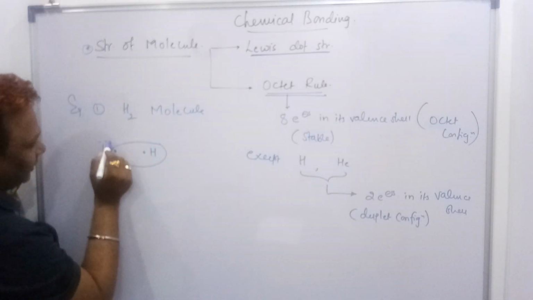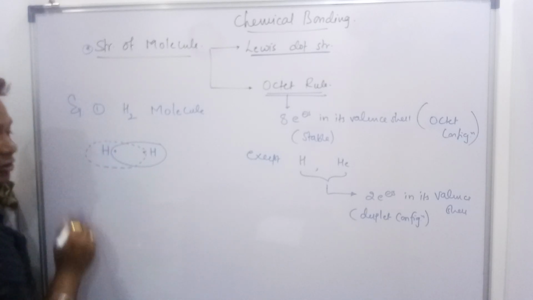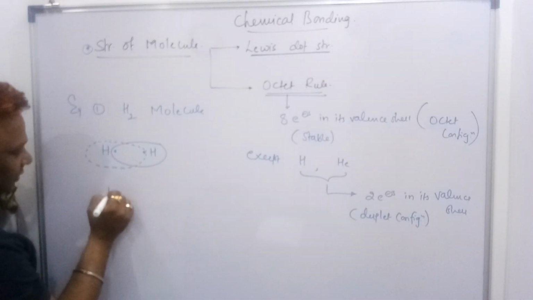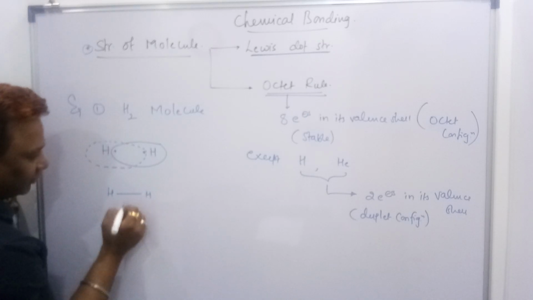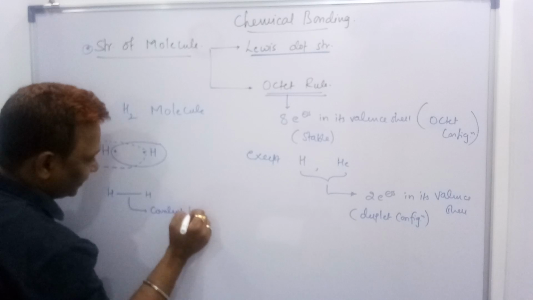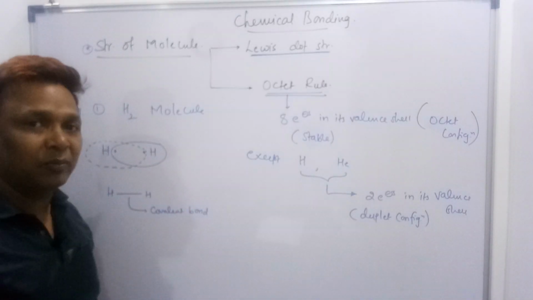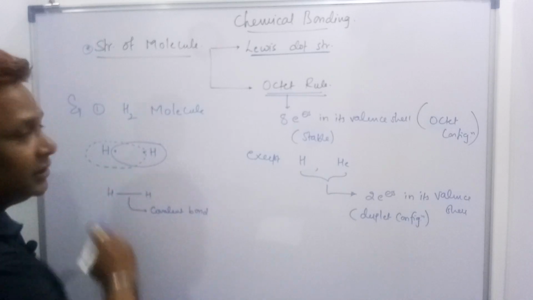This hydrogen atom can also share its electron with this hydrogen and attain the duplet configuration. By sharing, it will form the bond. The bond will be called as a what? Covalent bond. Means we can say the bond formed between these two atoms is called a covalent bond because it is a bond formed by sharing of electrons.